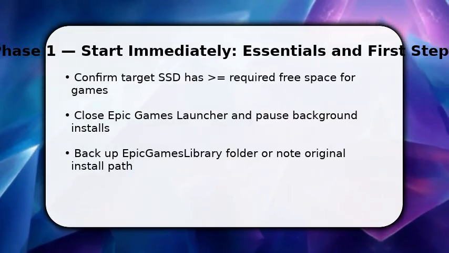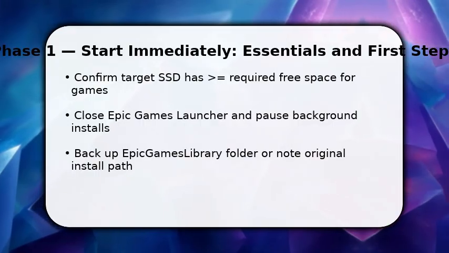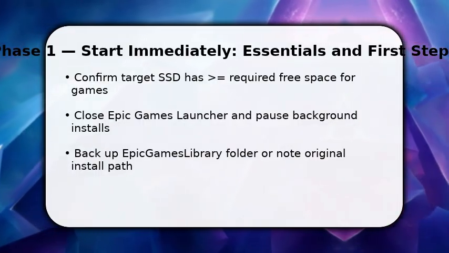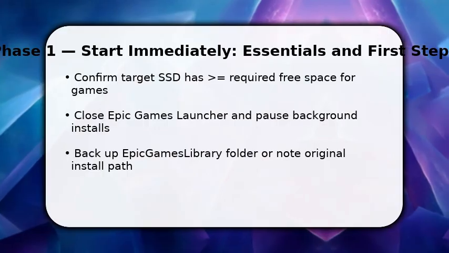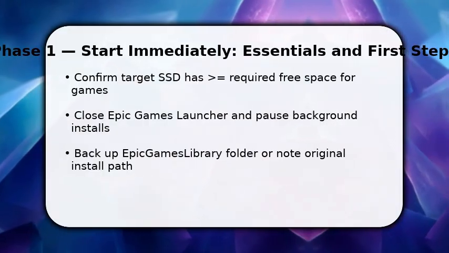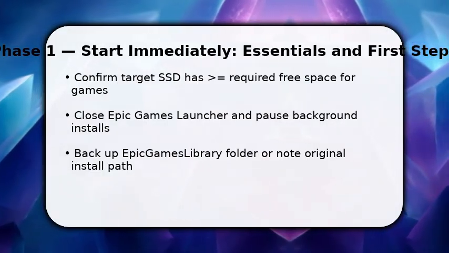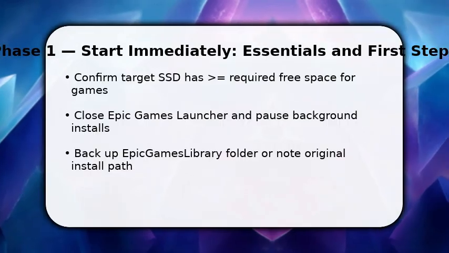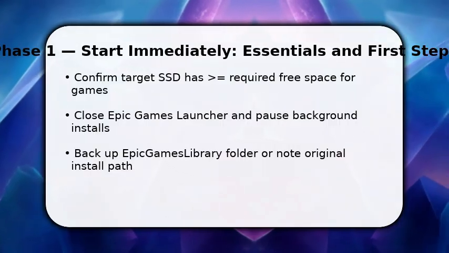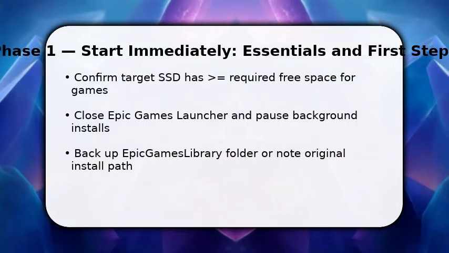Make a quick backup of the Epic Games library folder or note the original install path. This makes rollback simple if something goes wrong. Then create a new folder on the SSD named Epic Games Library. You will copy games there. These steps set a safe foundation for moving large game files.